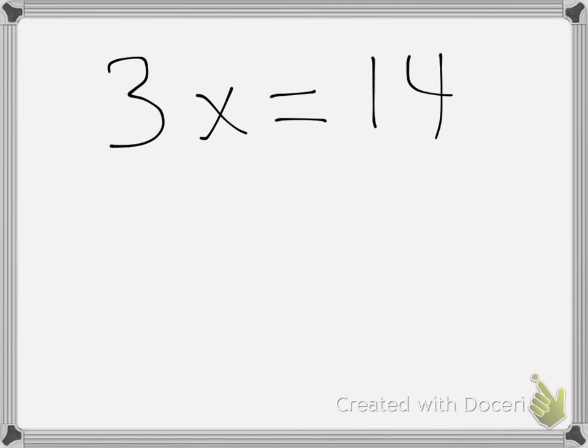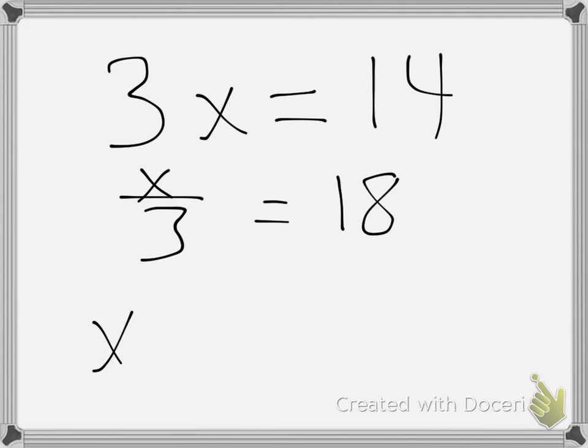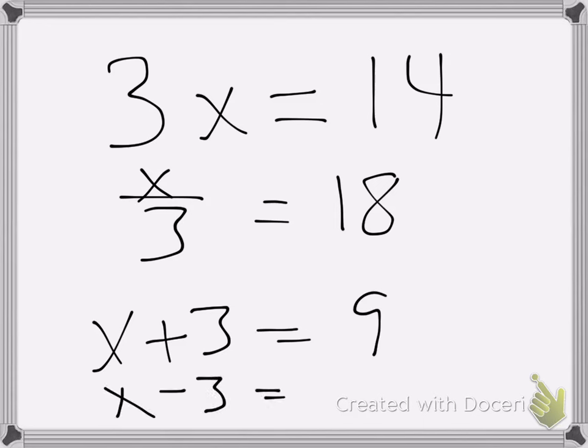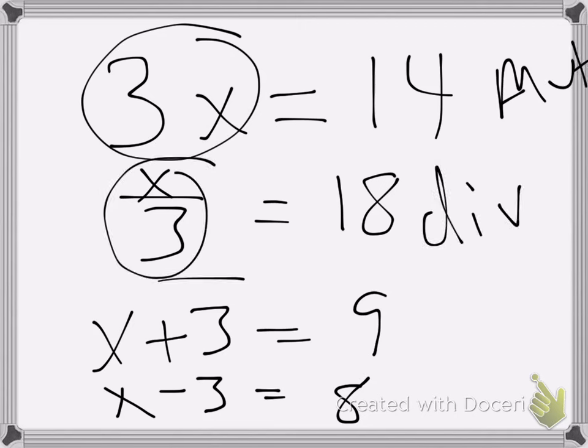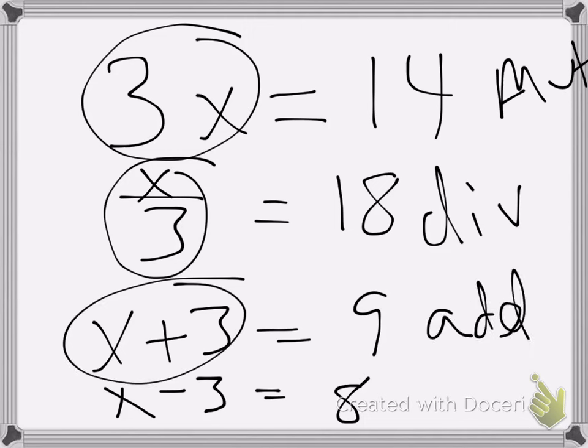Alright, so real quick, just a quick preview. X plus 3 equals 9. X minus 3 equals 8. Alright, so here are the four different kinds. There's multiplication, so we're multiplying here. There's division, we're dividing here. There's addition. There's subtraction. Okay.